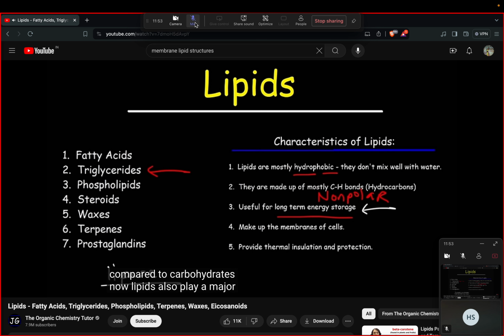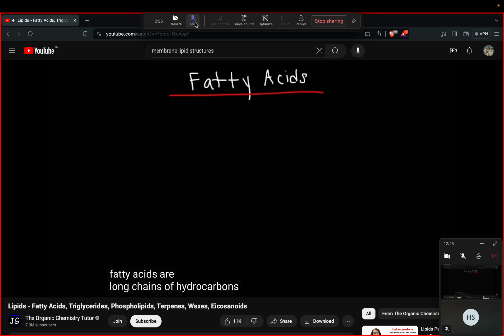Now, lipids also play a major role in the cellular membrane. In fact, the cell membrane is mostly made up of phospholipids. Now, lipids also provide thermal insulation and protection. So they're very useful in the winter when it gets cold. But now let's talk about each of these lipids one at a time. So let's begin with fatty acids. What are fatty acids? Fatty acids are long chains of hydrocarbons that contain a carboxylic acid functional group at the end.